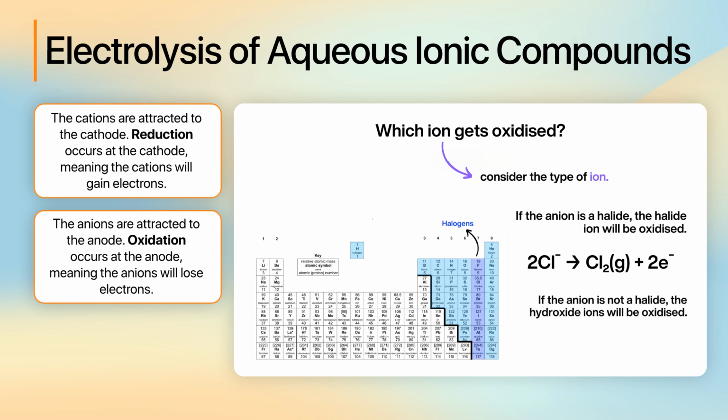If it is not a halide ion, like nitrate or sulfate, the hydroxide ions, OH- from water will be oxidized instead, forming oxygen gas and water. The oxidation reaction would be 4OH- becomes gaseous O2, plus 2H2O plus 4e-.